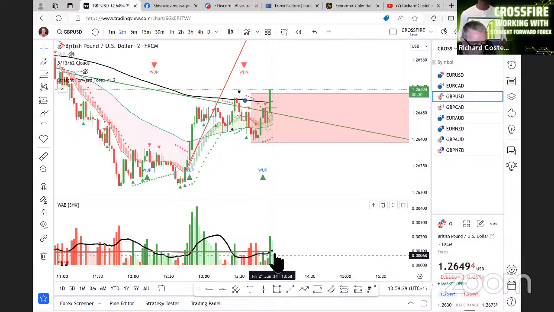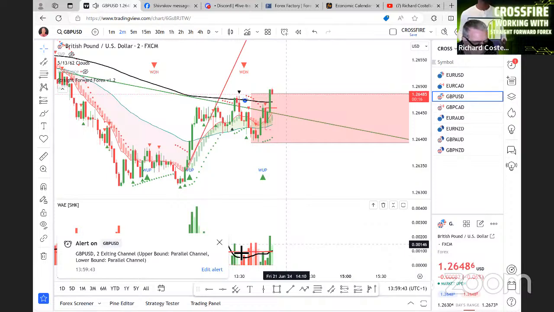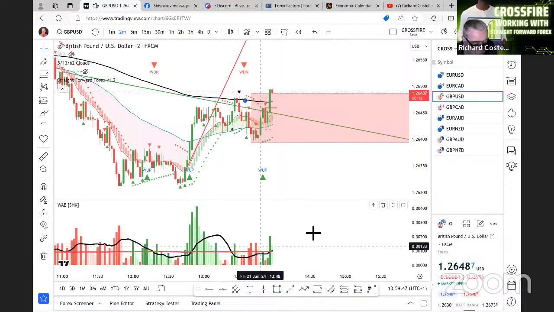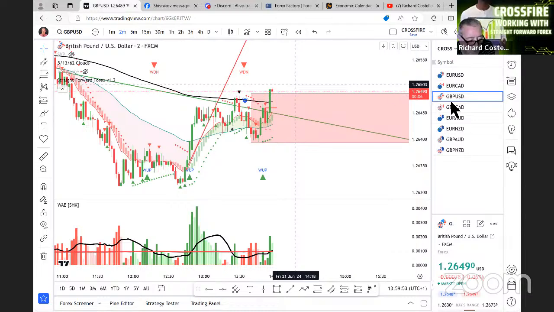And that's almost, but not quite ready. I need the black line to be above the red line, which it is. I need it to be pointing upwards, which it is very slightly. But the color of the histogram isn't strong enough for me. I want it to be a dark green, and I want a bit more positive movement upwards. Keep an eye on that.